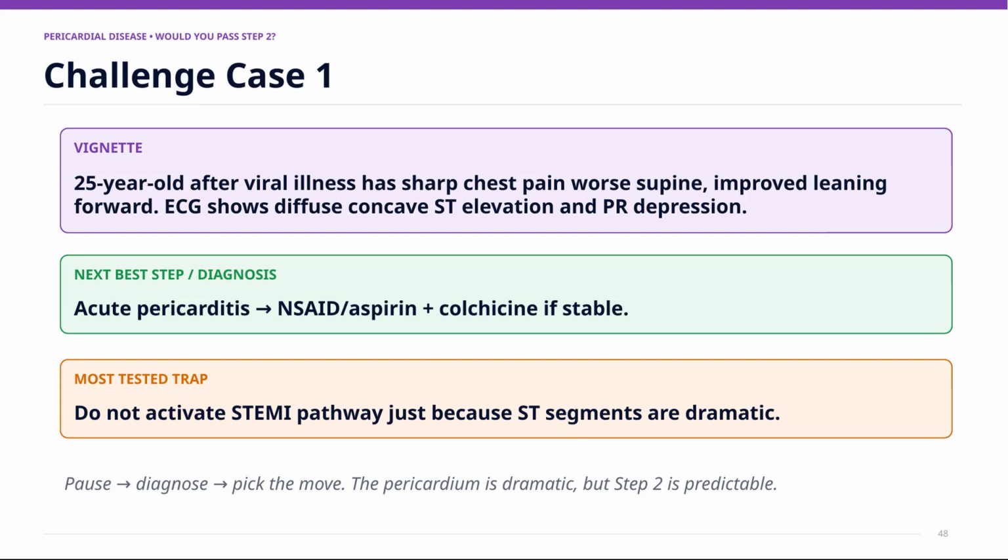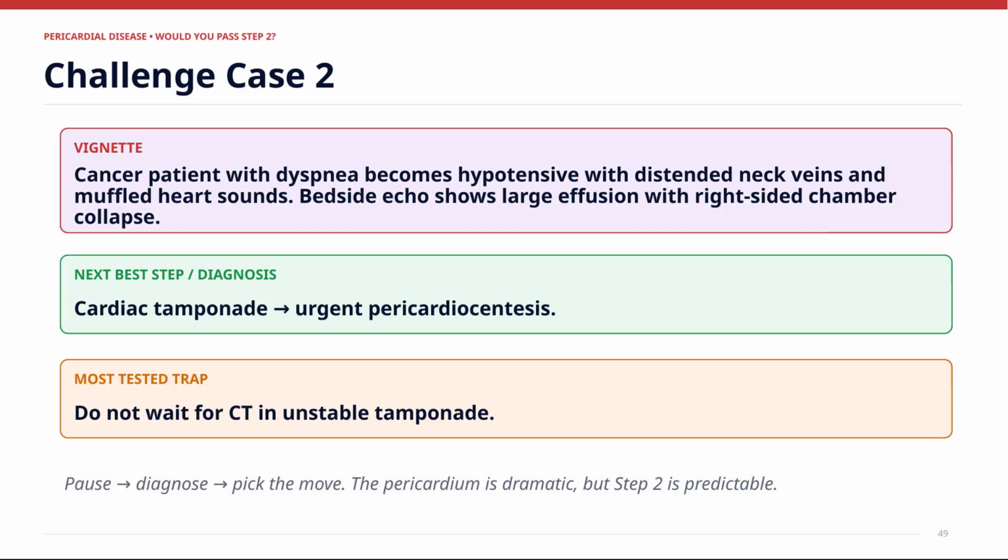What's the move? Acute pericarditis, NSAID or aspirin plus colchicine if the patient is stable. And the trap everyone falls for. Do not activate the STEMI pathway just because the ST segments look dramatic. Drama is not diagnosis.